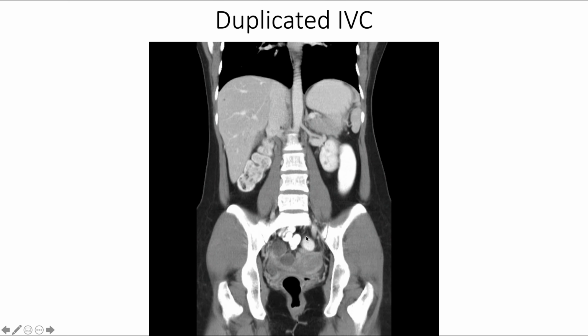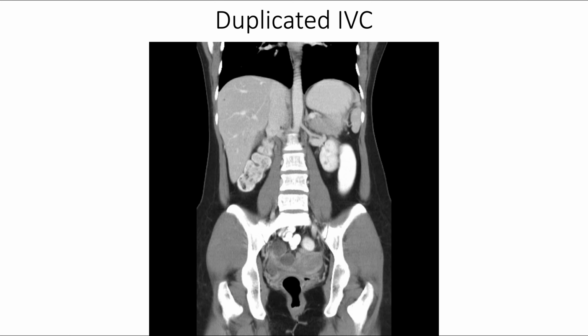The next case would be the duplicated inferior vena cava. In this coronal CT, again, we can appreciate a large vascular structure, which would be the descending aorta. Remember that the descending aorta turns into the abdominal aorta as it passes through the aortic hiatus, approximately at the level of the 12th thoracic vertebra, alongside the azygos vein and thoracic duct.